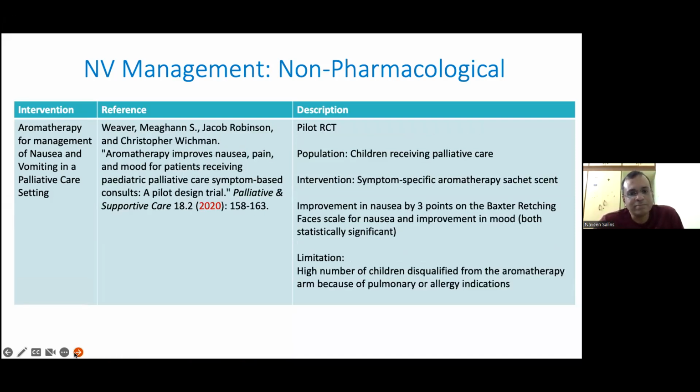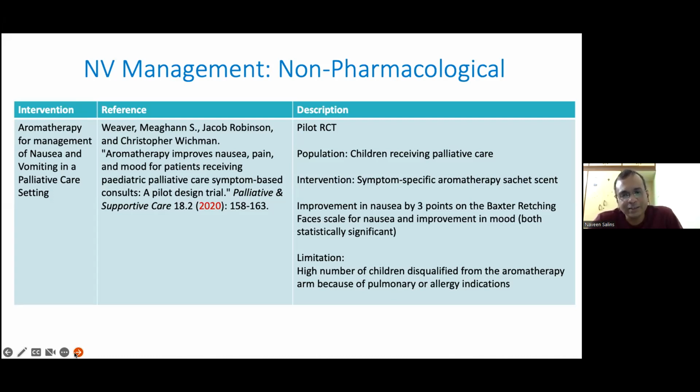Now, there was another aromatherapy study, which looked at whether aromatherapy helps in nausea and vomiting in children. This was a pilot randomized control trial. Before a main randomized control trial is conducted, a pilot randomized control trial is usually conducted to know whether a trial is feasible or not. They used a symptom specific aromatherapy scent. They haven't mentioned what it is, but they described it as a symptom specific aromatherapy scent.